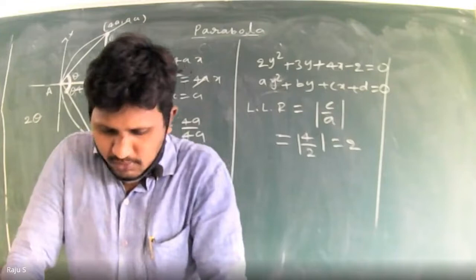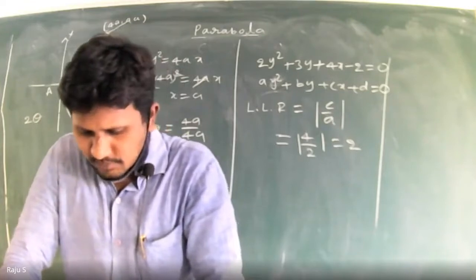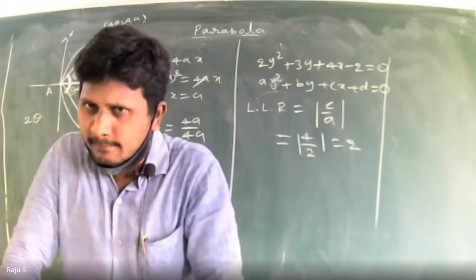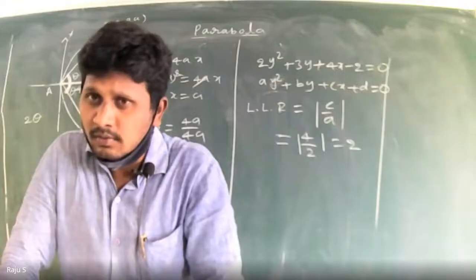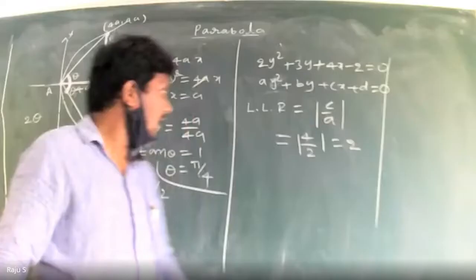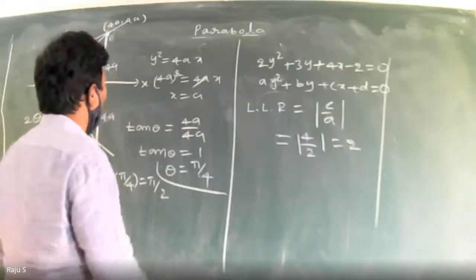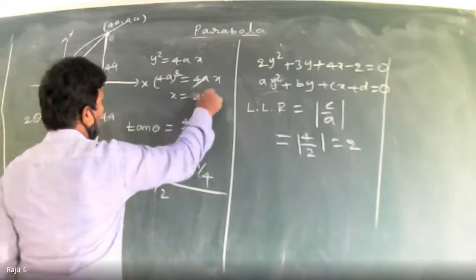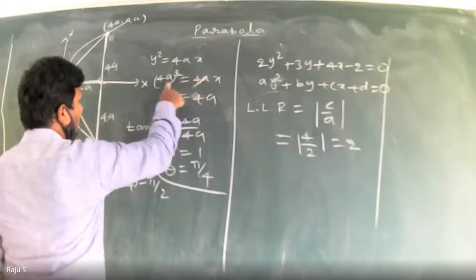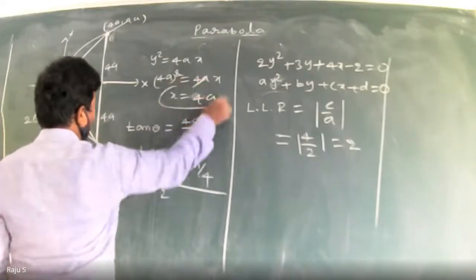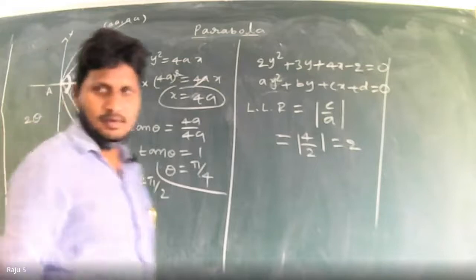Then question number 9, equation of the axis. We found x, x is equal to 4a. When one 4a gets cancelled, x is equal to 4a.